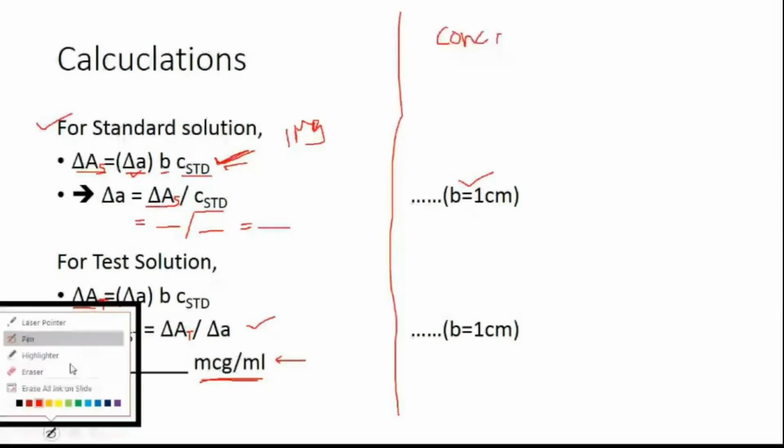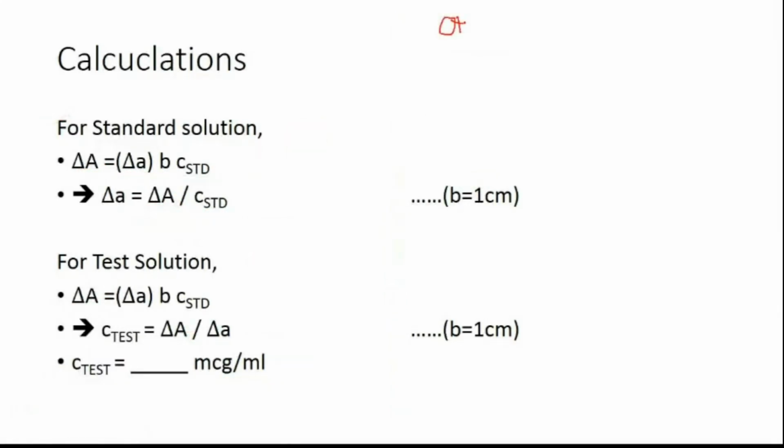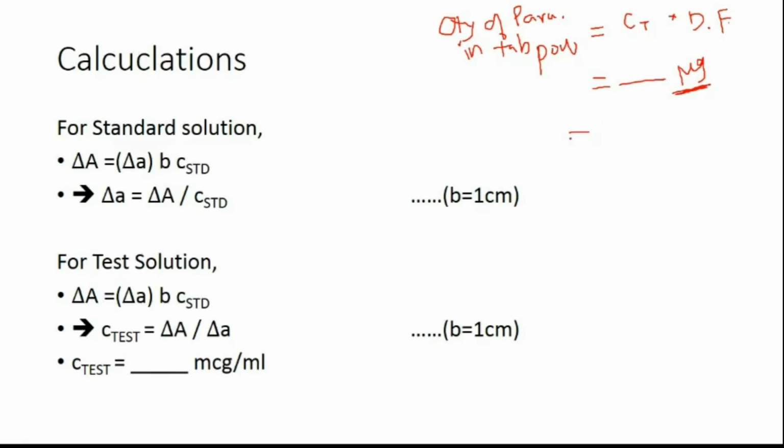So you will write quantity. Don't write short forms. You will write full form. Quantity of paracetamol in tablet powder will be equal to C test multiplied by dilution factor. Okay, so you will get quantity in micrograms, not concentration. Please convert that quantity into milligrams. Now, after this, next step is calculation of percent content.